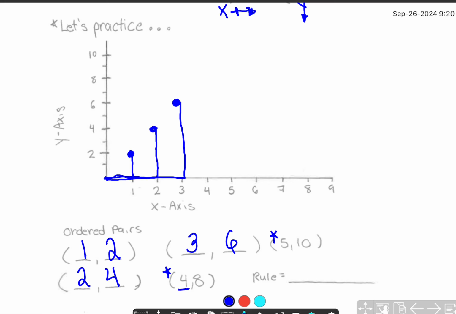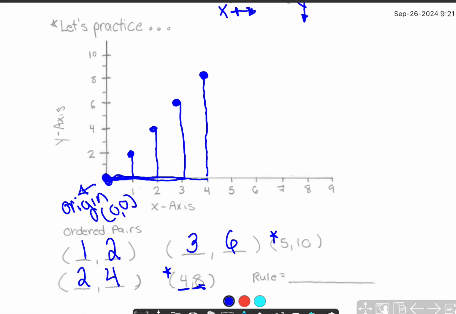The first number is going to tell me how far over to go, so over 4. The second number tells me how far up to go, so I'm going to go up to 8. And the last one is how you're actually really going to see it. You're not going to have the line that goes over and the line that goes up. You're just going to imagine that you're drawing a line from the origin. The origin is whenever you are right where the two axes meet. That's at point (0, 0).